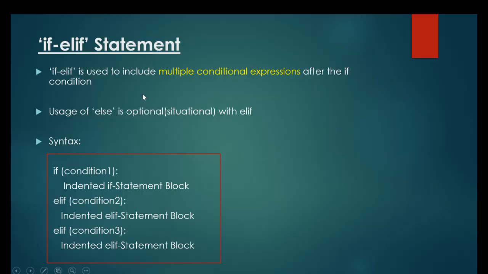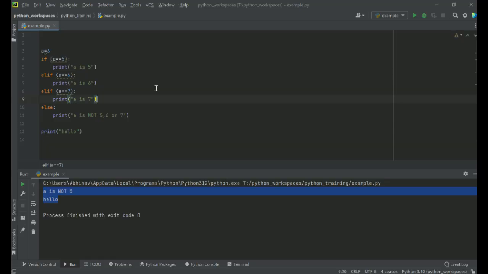Next thing we have is the if-elif statement. if-elif is used to include multiple conditional expressions. So it basically includes multiple conditional expressions after the if condition. And in this case, usage of else is optional or situational with elif. So I have tweaked the previous program and I have included elif conditions. You can see here, there are 3 conditions used, multiple conditions after if. This is the first condition, this is the second condition, this is the third condition, and this particular part will be printed if none of these conditions is met.